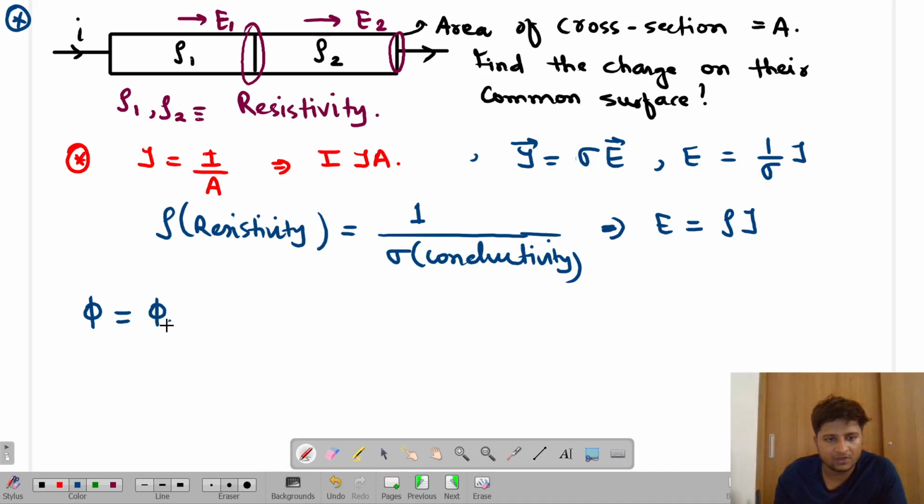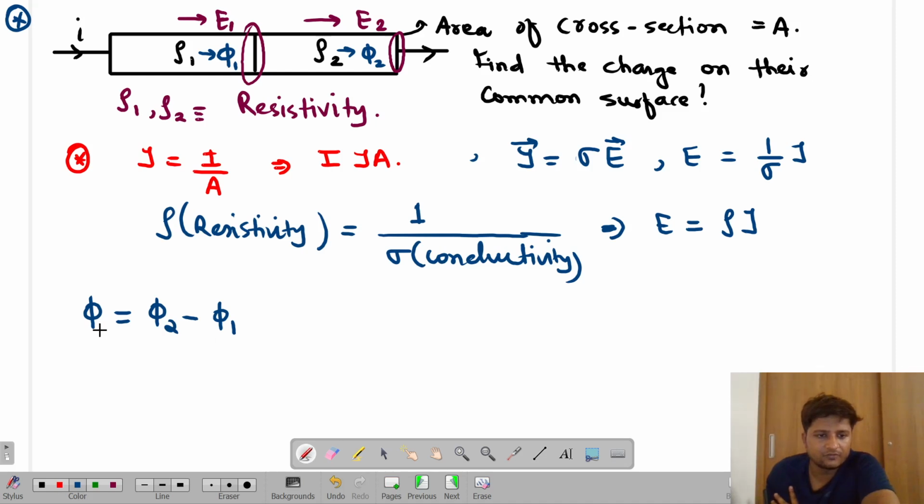So net flux will be phi 2 minus phi 1, created by the electric field E2, because some of the charges are stopped. Got it or not? So final net flux is final flux minus initial flux. It is asking to find the charge on the common surface. Basically that charge will only be on the common surface, which is stopped there, isn't it? If from this region the flux is phi 2 and from this region the flux is phi 1, then if I subtract phi 2 minus phi 1, I'll get the net flux which is stopped over here or not.